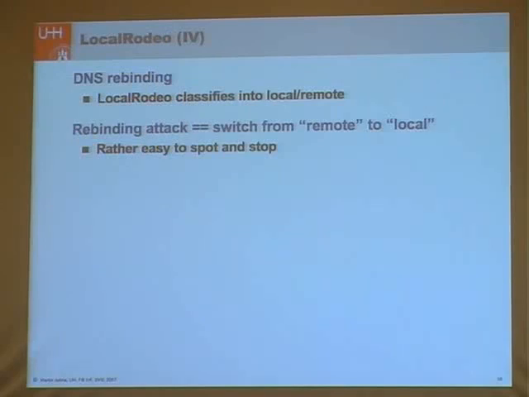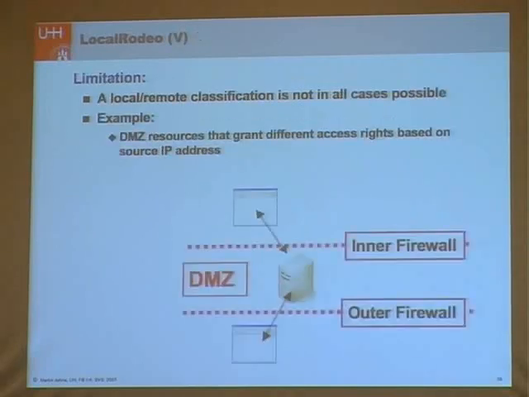Okay, we also protect against DNS rebinding. As we monitor web pages and put a label on them, remote or local, we can rather easily detect if a web page, a domain name, changes its status from remote to local. And this is an indicator for a DNS rebinding attack. So this is, from our point of view, rather easy to spot and to stop.